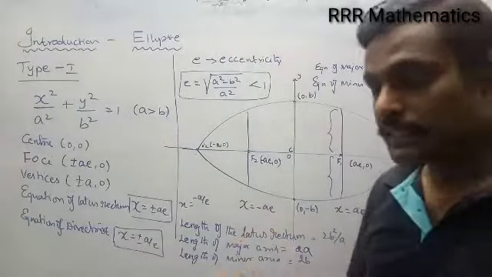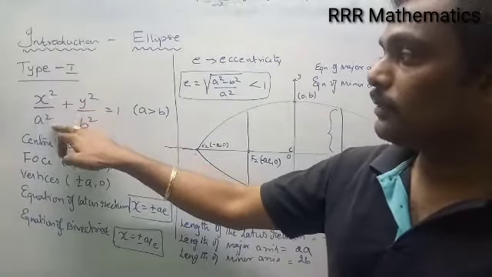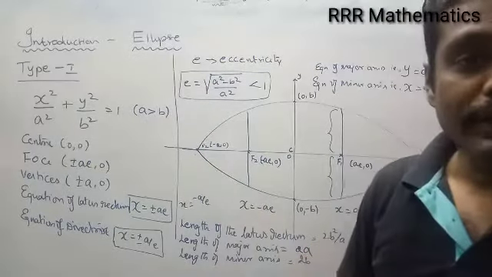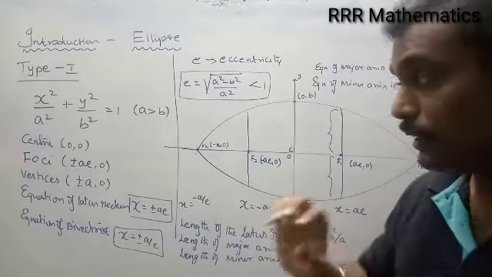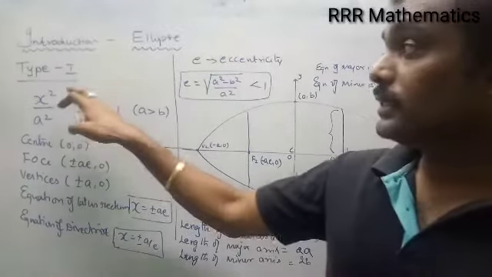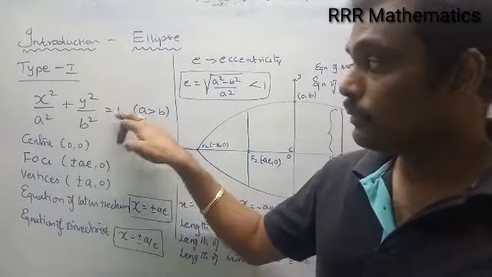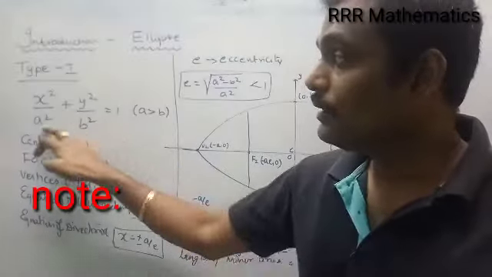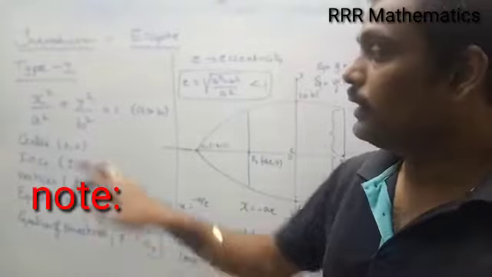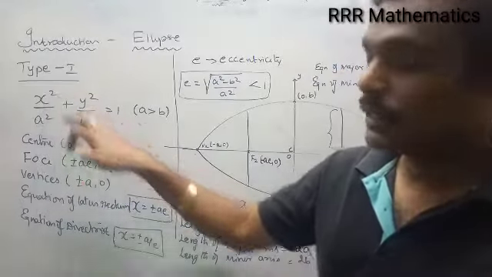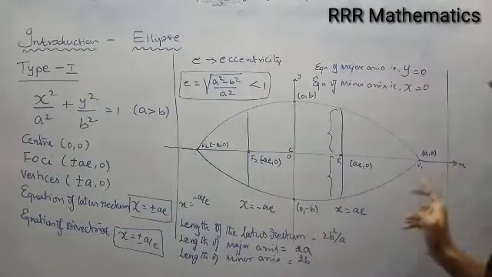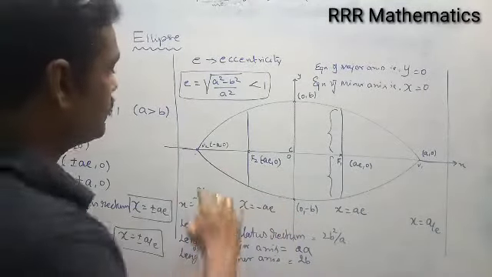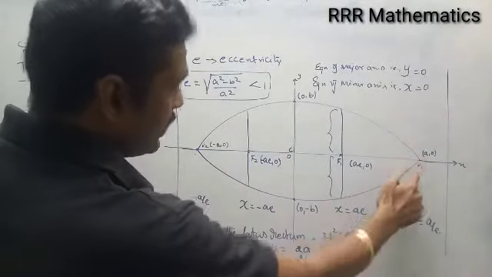So in this case type 1, the general equation is x square by a square plus y square by b square equal to 1, where a is greater than b. Always we choose the greater value as a square. Make a note, it's very very important. The standard equation is x square by a square plus y square by b square equal to 1, and a is greater than b. Here a square appears in the denominator of x square. Therefore the major axis is along x axis. Got it? How to draw an ellipse? It will be like this, an elliptical shape.